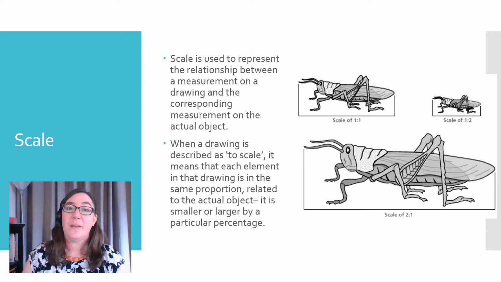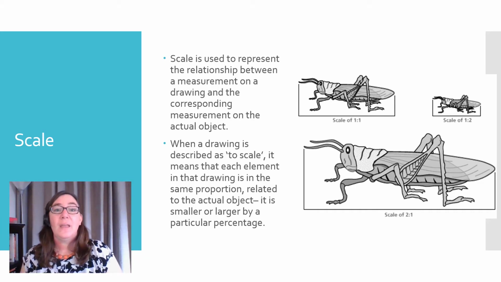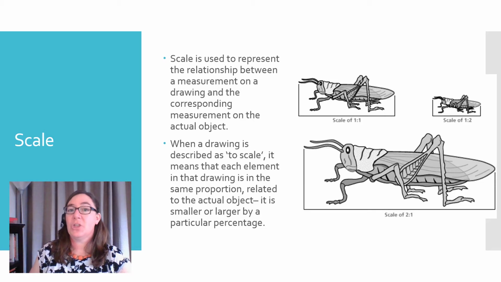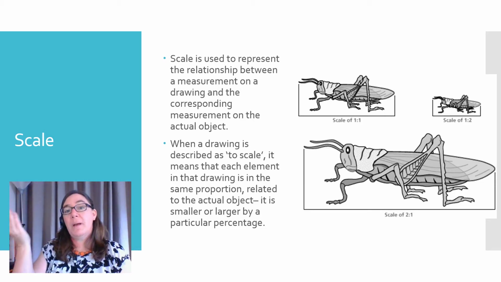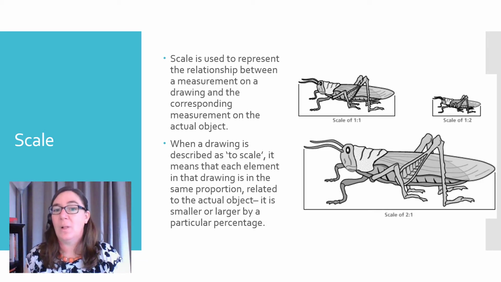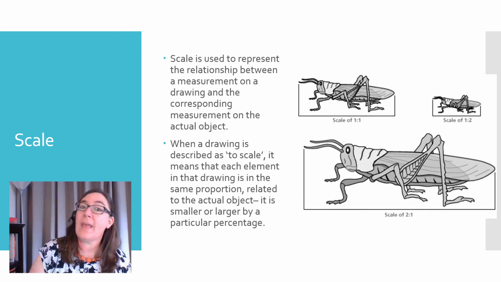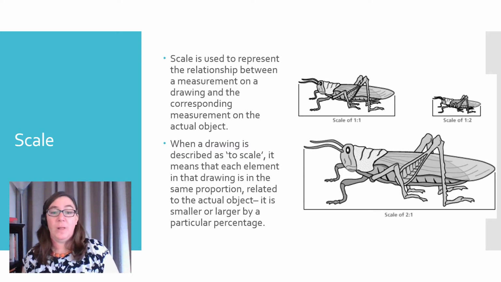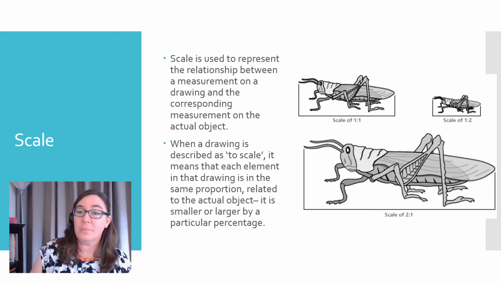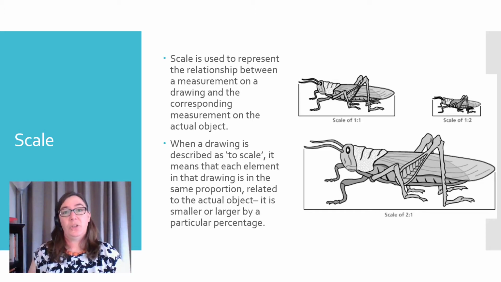The next very important architectural drafting convention is scale. Scale is used to represent the relationship between measurement on a drawing and the corresponding measurement on the actual object. When a drawing is to scale, it means that each element in that drawing is proportional, related to the actual object. It's smaller or larger, mostly smaller in architectural drawings, by a particular percentage.